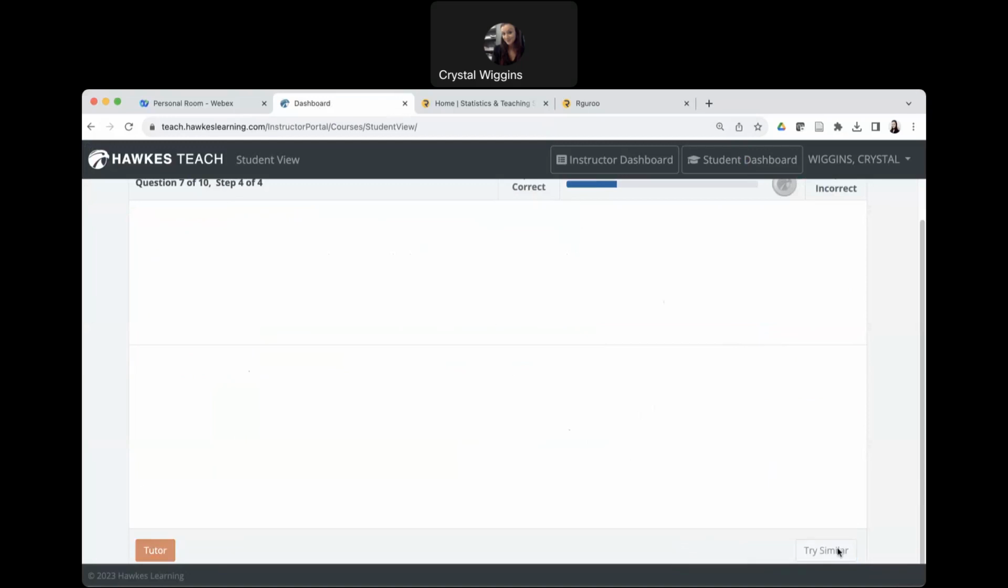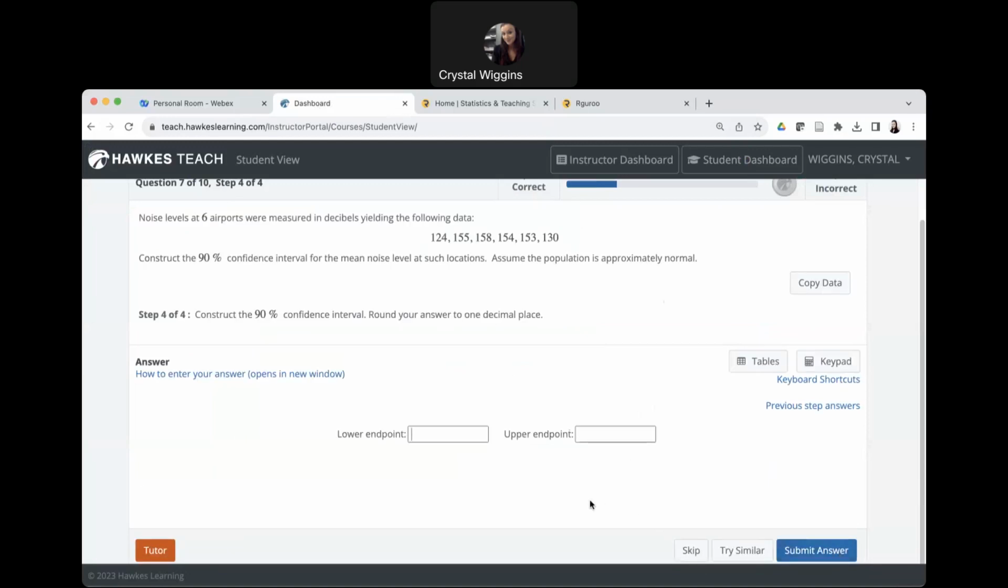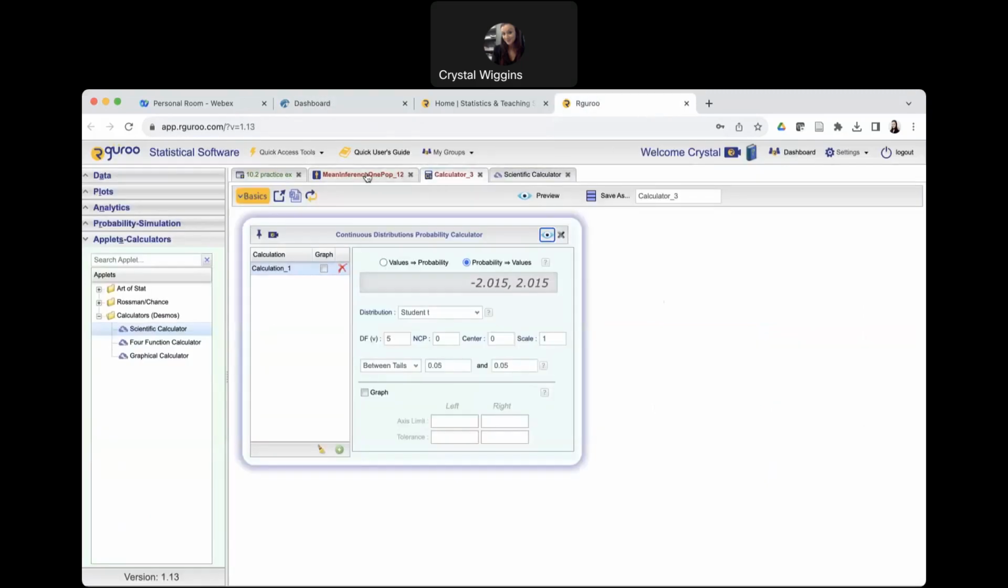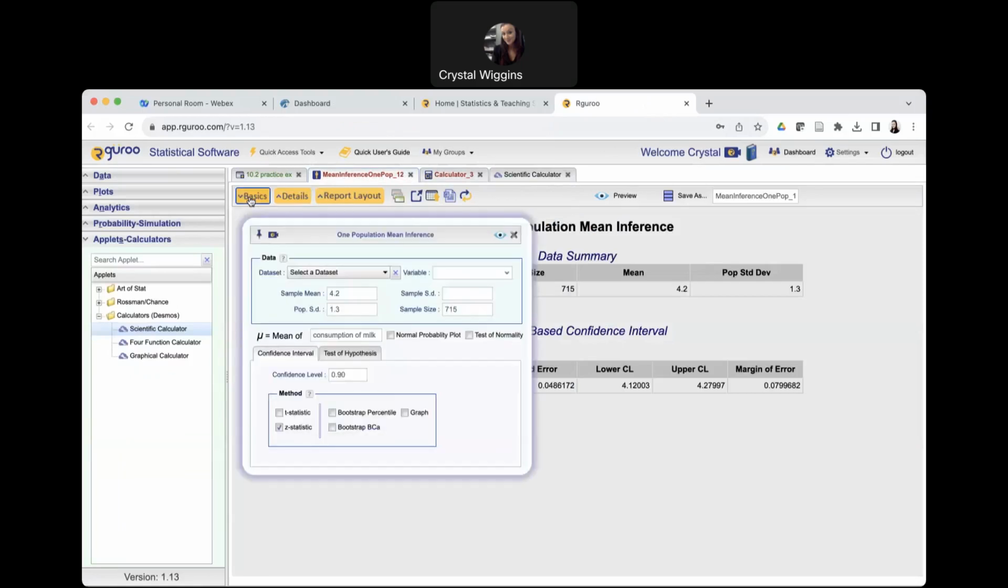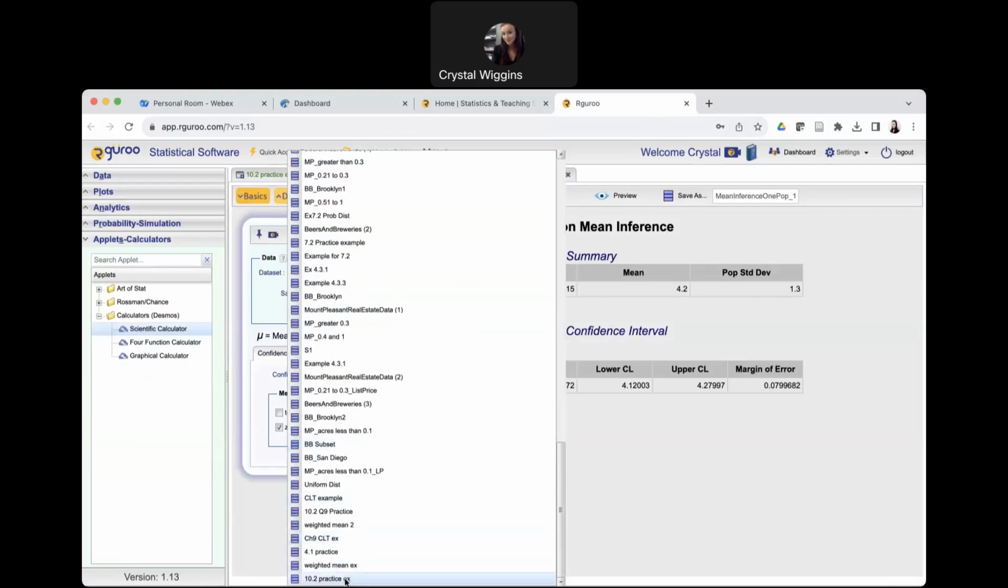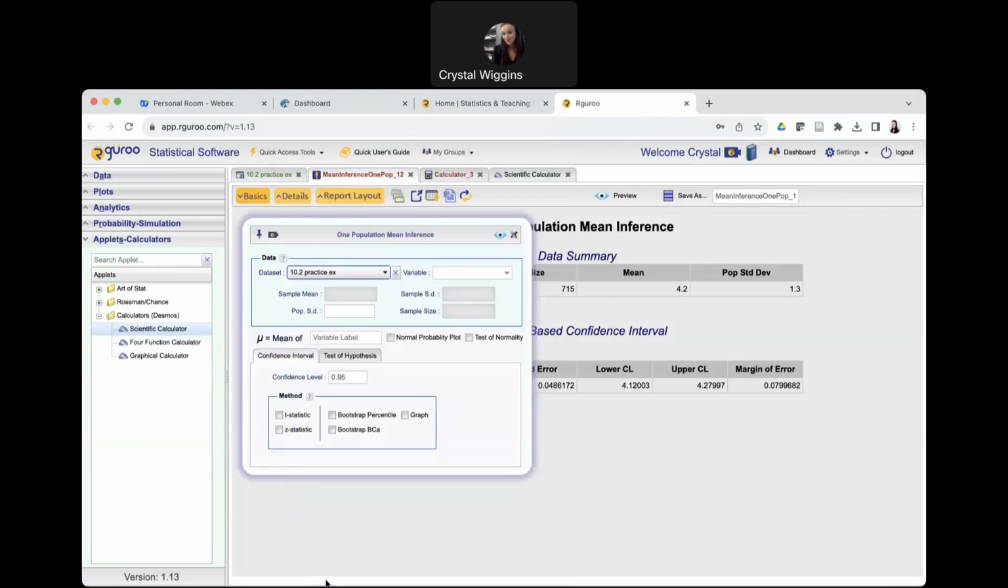Excellent. Last up, step 4 of this problem is to actually calculate that 90% confidence interval. We will be using the data set that we created to do that. So coming back to my tab that says mean inference, in order to open up the calculator again, I'm going to hit my basics button. This time I'm going to select the data set that I want, 10.2 practice example. Notice that everything cleared out and these boxes are grayed out because now they're going to be calculated based on the data the moment I select a variable.